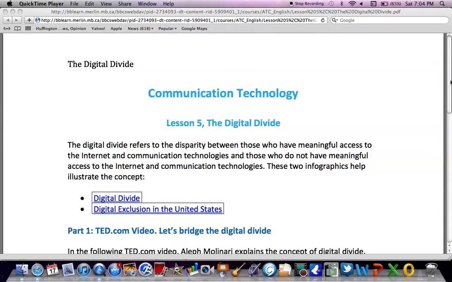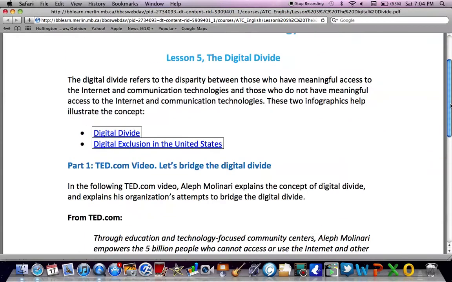And in the lesson, there are two infographics here, and these might sort of clarify the idea of digital divide a little bit further. So view the two infographics, and then at the end of the lesson, there's a process journal entry where you can choose to write about the infographics if you wish.